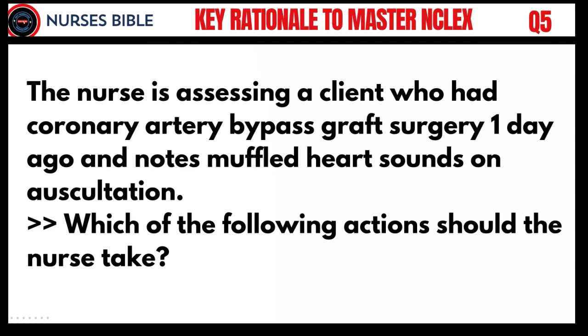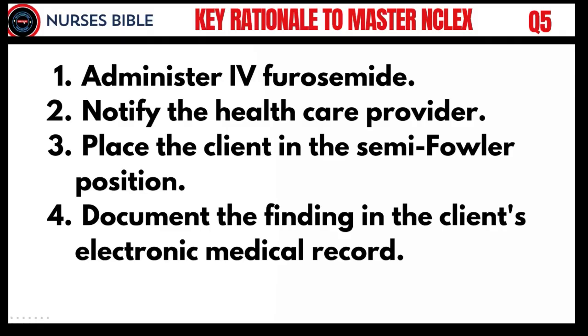So in our options, it's which of the following actions should the nurse take? Option 1, administer IV furosemide. I could see how somebody would think this is an option. However, if we're dealing with decreased cardiac output, we don't want to also volume deplete this client. We want to make sure we give them enough volume to work since the cardiac output is so low. So that's not going to be our key.